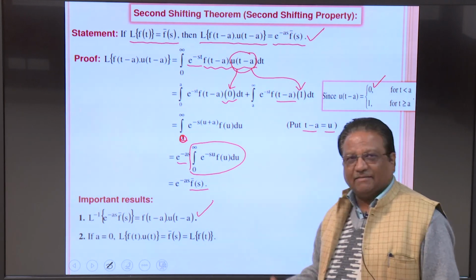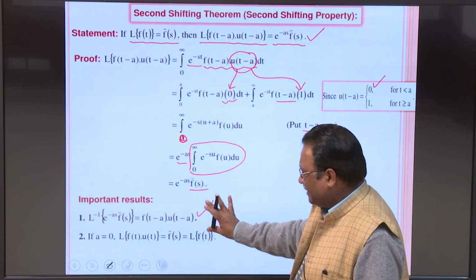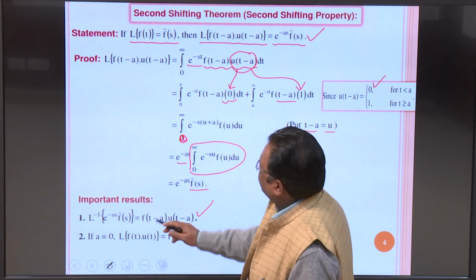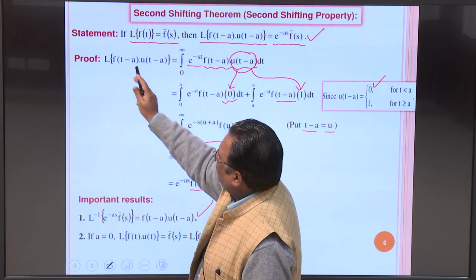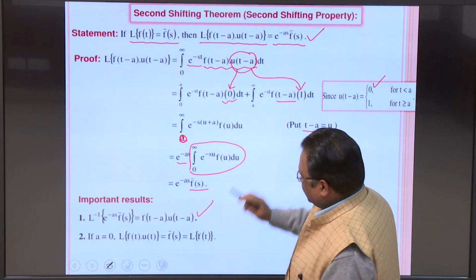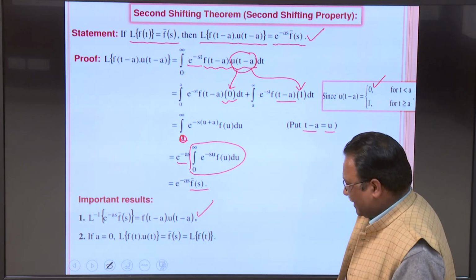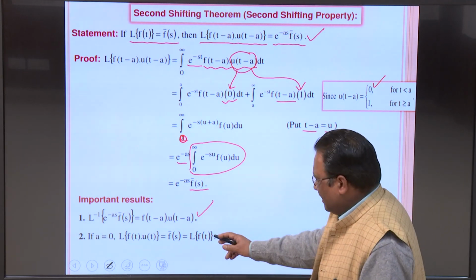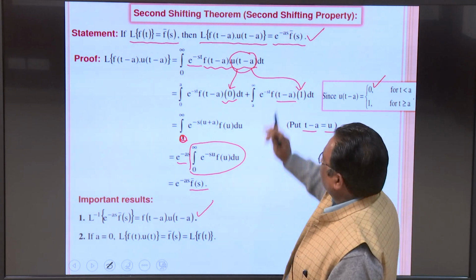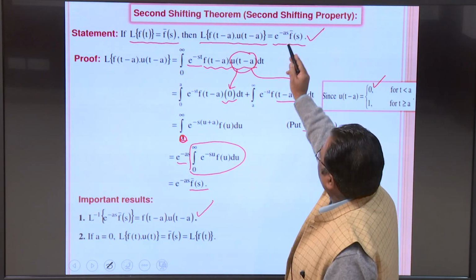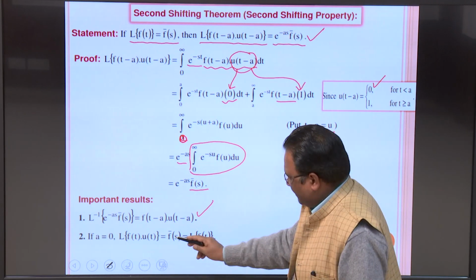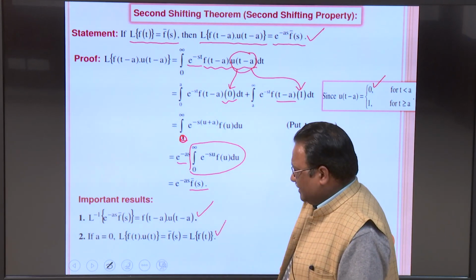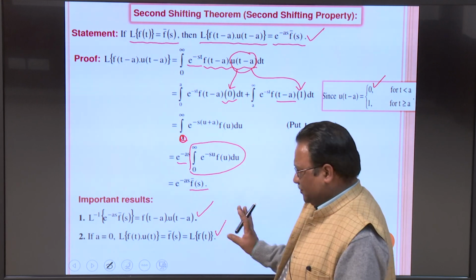So whenever you find the inverse Laplace transform of an expression of this type, you have to use this result. And when a is equal to 0, then L{f(t)u(t)} is equal to f bar s, and f bar s means L of f(t). So this is the result. So when a is equal to 0 we get f bar s, and we know f bar s is nothing but the Laplace transform of f(t). So remember this result. That one is the particular case when a is equal to 0, right?